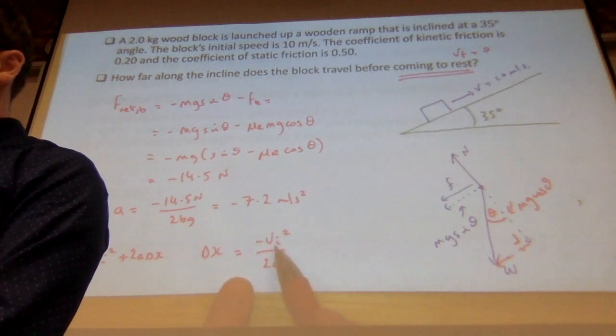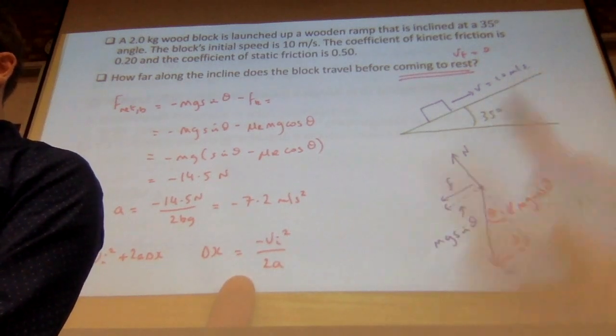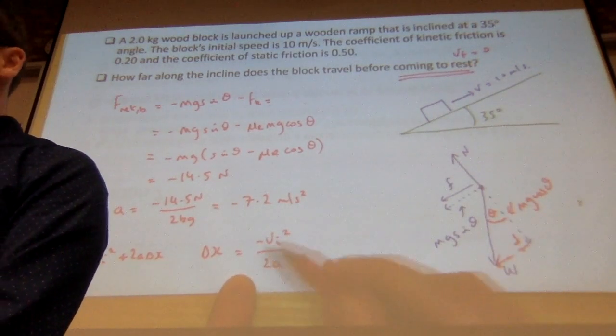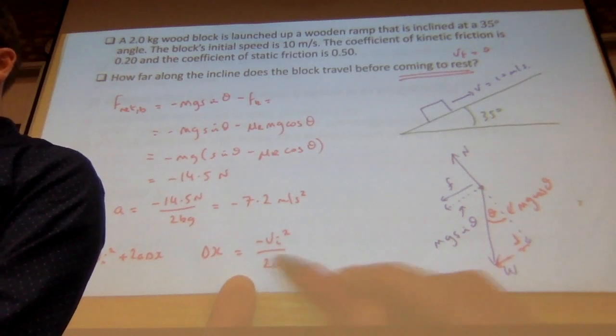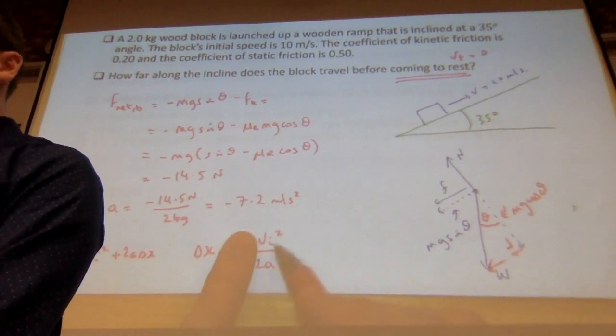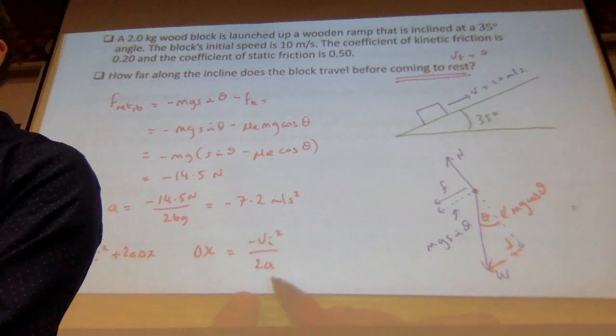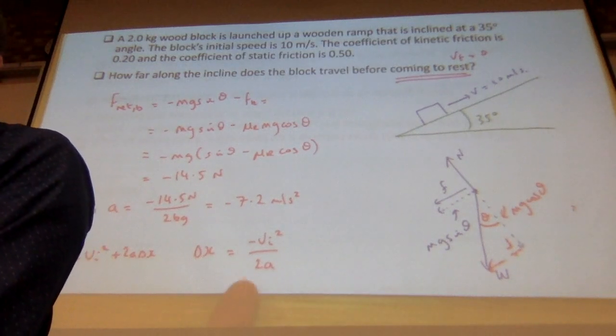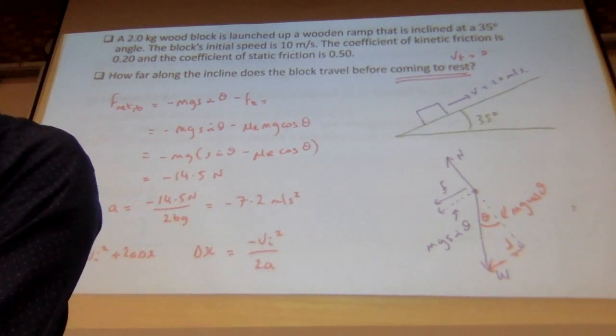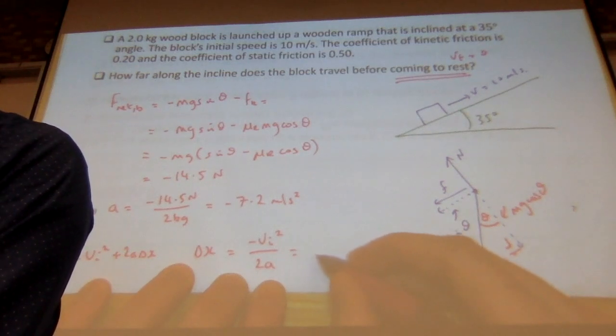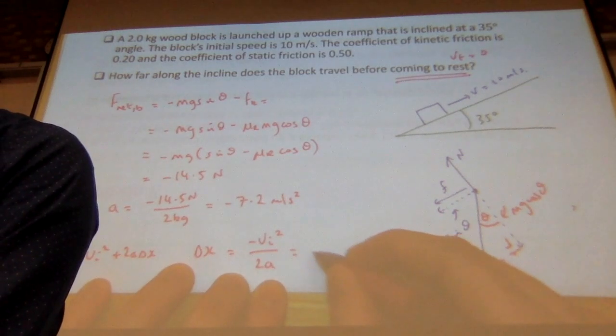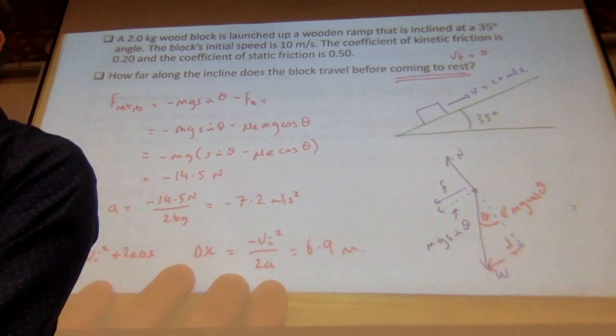So that'll be minus 100, once you square the 10, and this minus is outside of the square piece. You first square the velocity, and then you put this minus in here. That's why I don't worry too much about the signs. Divided by 2 times this acceleration. And congrats to those who got the 6.9. Not an easy problem.